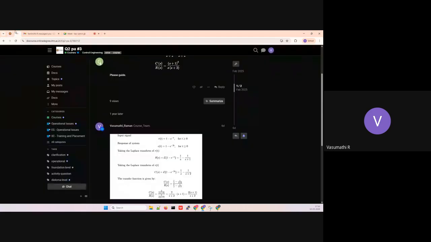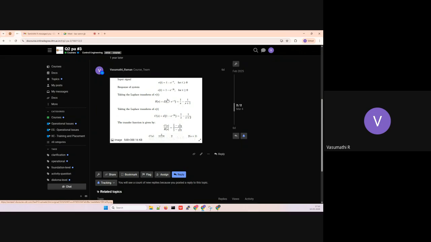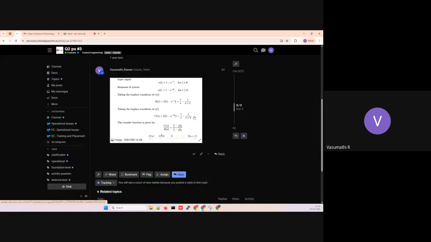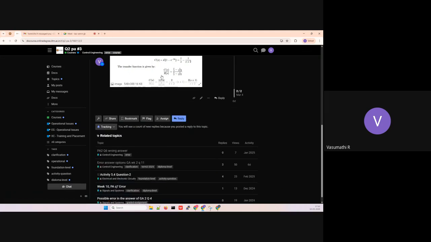I'll explain the steps here. The input signal is this, right? If you take the Laplace, 1 by s minus 1 by s plus 1 will come. Instead of e power minus 2t, it will be 1 by s plus 2. Here it is 1 by s plus 1, here it is 1 by s plus 2. If I put both in a C of s by R of s format, I would get an expression like this. The overall expression will be 2 into s plus 1 by s plus 2. Here is where everybody is making a mistake: how to convert the denominator to the numerator. If you know the format, A by B by C by D is equal to A by B into D by C. So that's how this comes. The answer is 2 into s plus 1 divided by s plus 2.